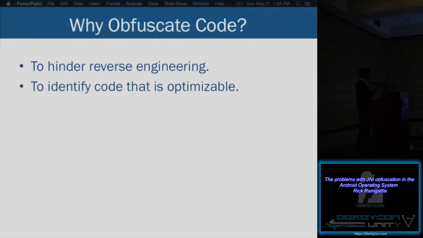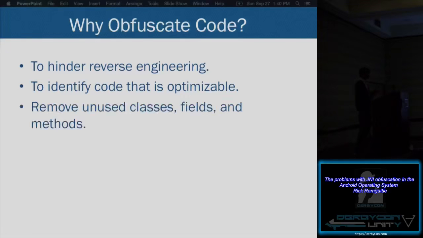Then also to identify code that's optimizable. Soon I'll be talking about a tool that optimizes code. What it does is that first it shrinks the code, then it optimizes it, and then it obfuscates it. So not only does it help hinder reverse engineering, it helps optimize the code. And it also helps remove unused classes, fields, and methods, which could be considered part of optimizing code.